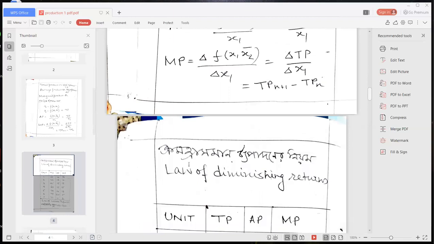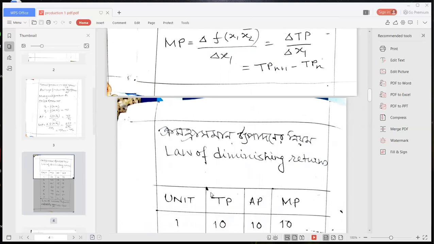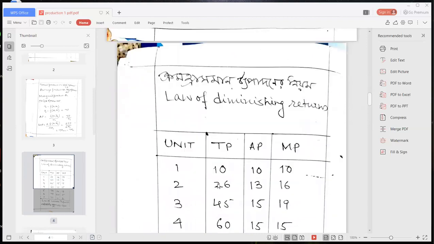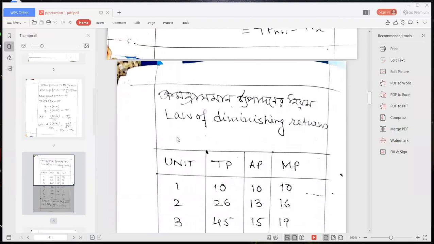Next is the law of diminishing returns. It means that when total product goes on increasing and reaches the maximum, the marginal product first increases, reaches the maximum, then goes on decreasing. The stage at which marginal product decreases follows the law of diminishing returns. This rule is known as diminishing returns, when the marginal product increases, reaches the maximum, and then decreases.